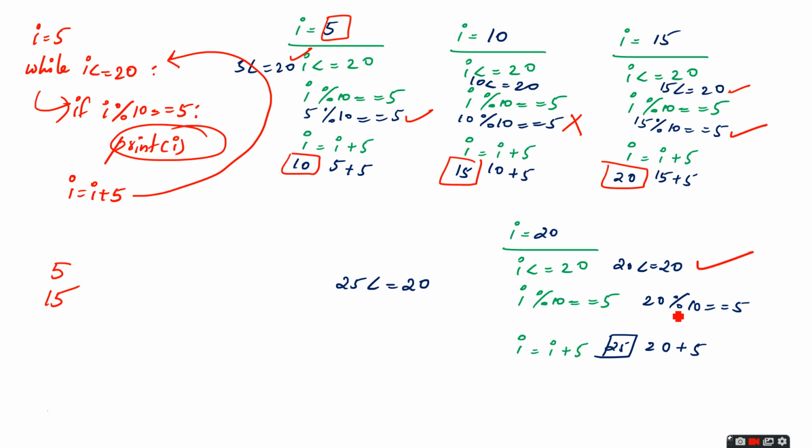Then we will check the if condition. If 20 is divided by 10, the remainder is 0, not 5. The condition is false, we will not execute print I. Then we will change the value of I equal to I plus 5, that is 20 plus 5, it is 25. Now the value of I is 25, we'll go back to the loop, we'll check the condition I less than or equal to 20, that is 25 less than or equal to 20, condition false, will come out of the loop. So the output is 5, 15.